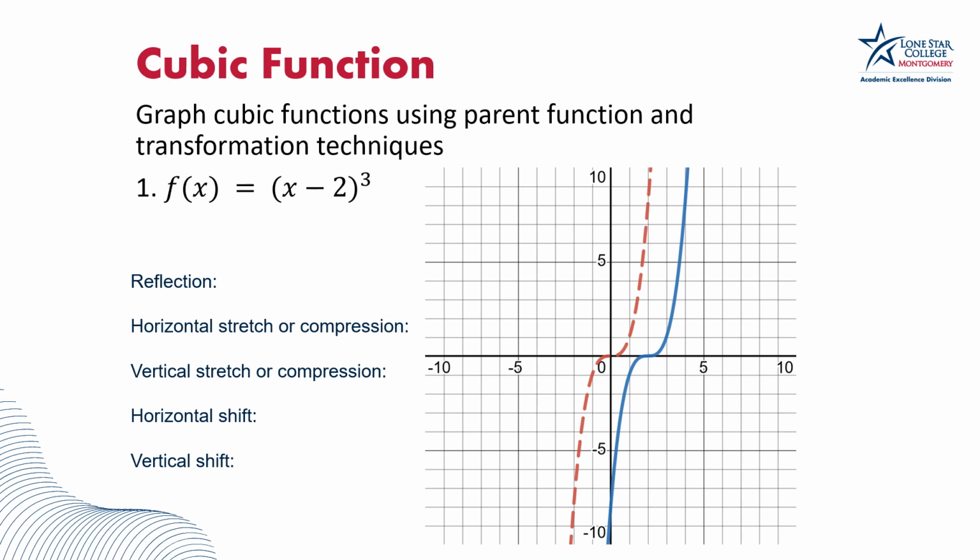So if you see that (x minus 2) to the power of 3, that minus 2, just like before, is considered a horizontal shift. All this does is move it to the right 2.